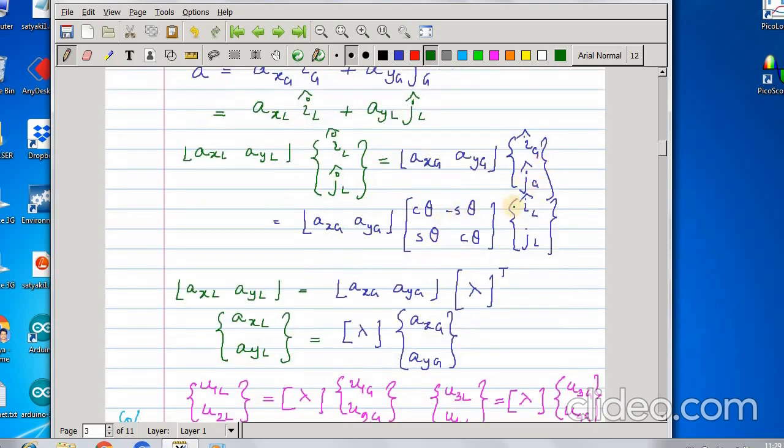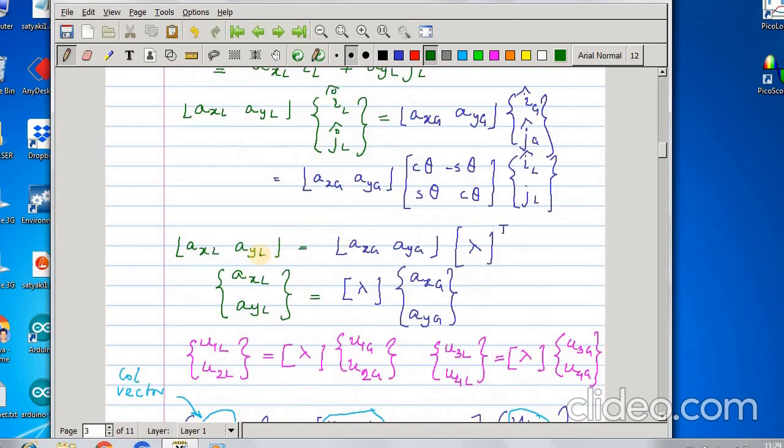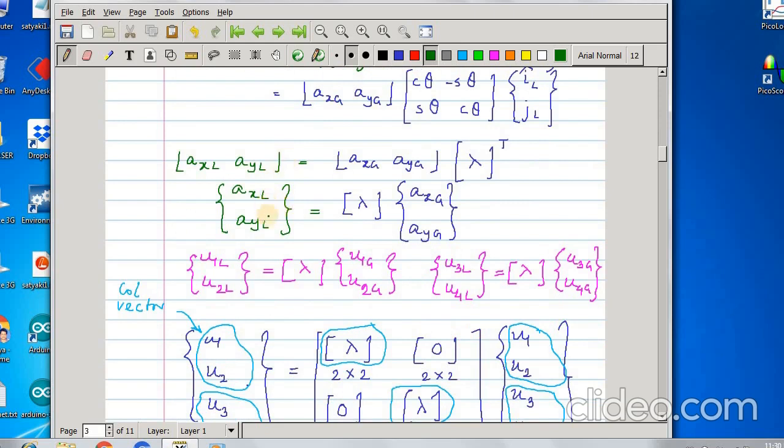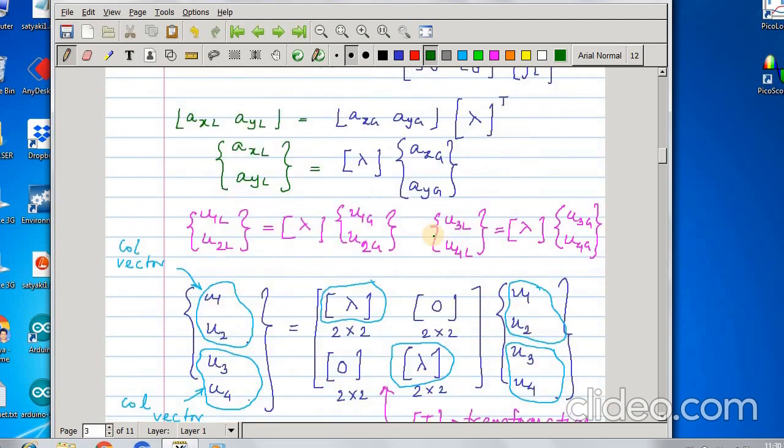But we know that ig jg equals cos theta, minus sin theta, cos theta times il jl. So from here we get x. Now if you multiply this and this, and you know this is lambda transpose, so axl ayl is this into this, because il jl is there at the end of both the left hand side and right hand side. So axl ayl is axg ayg into lambda transpose. Or if you take the transpose of this, then the axl ayl column vector is equal to lambda into this. So these are the components of the vector A.